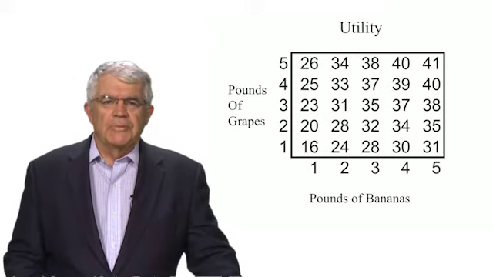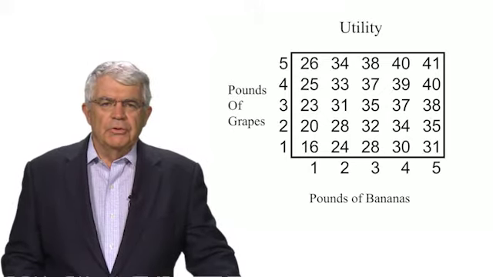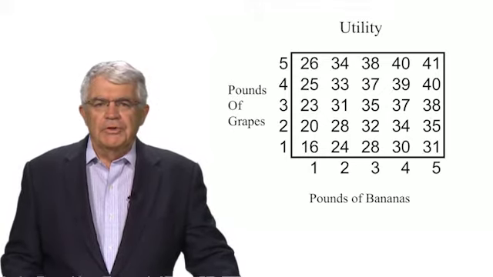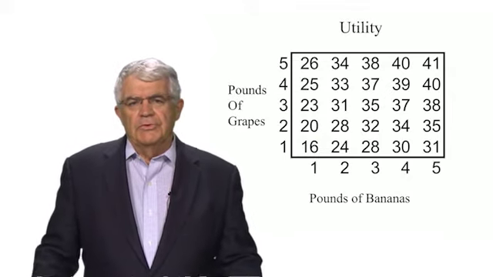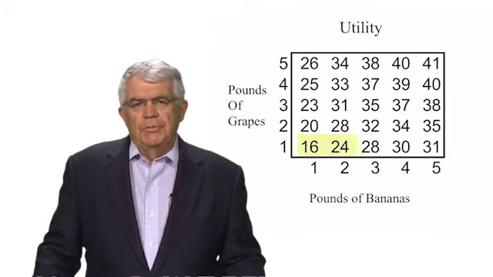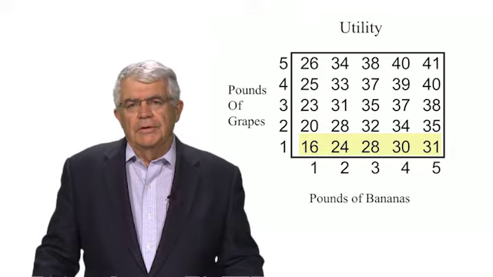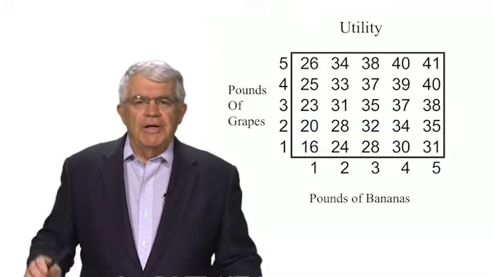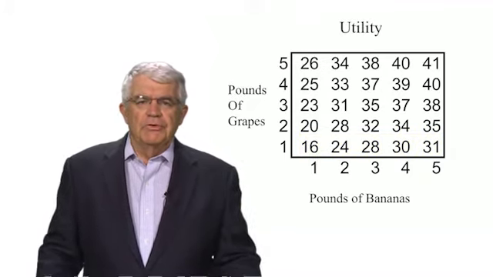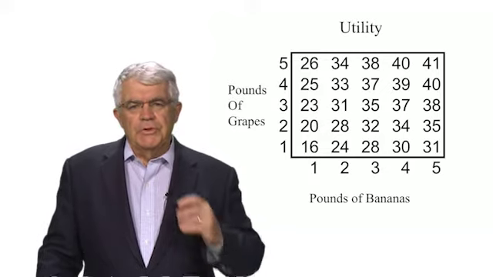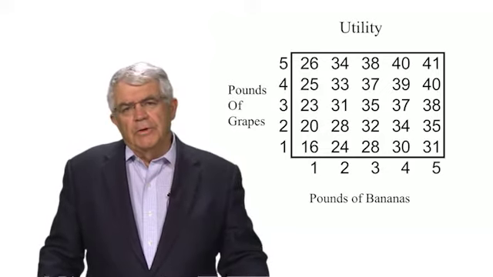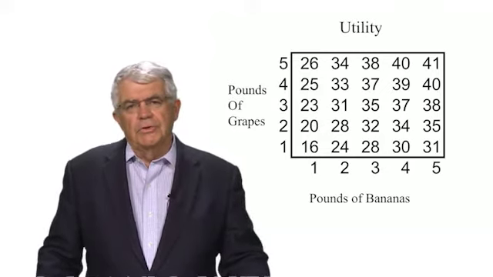So for example, assuming you have 1 pound of grapes and you're considering different pounds of bananas. You get 16 for 1 pound of banana, 24 for 2, up to 31 for 5 pounds of bananas, along with that 1 pound of grape in the lower right-hand entry. If you go up any of the columns, it's increasing utility for pounds of grapes. And if you go to the right in any of the rows, that's increasing utility for bananas. So that's our example of utility.